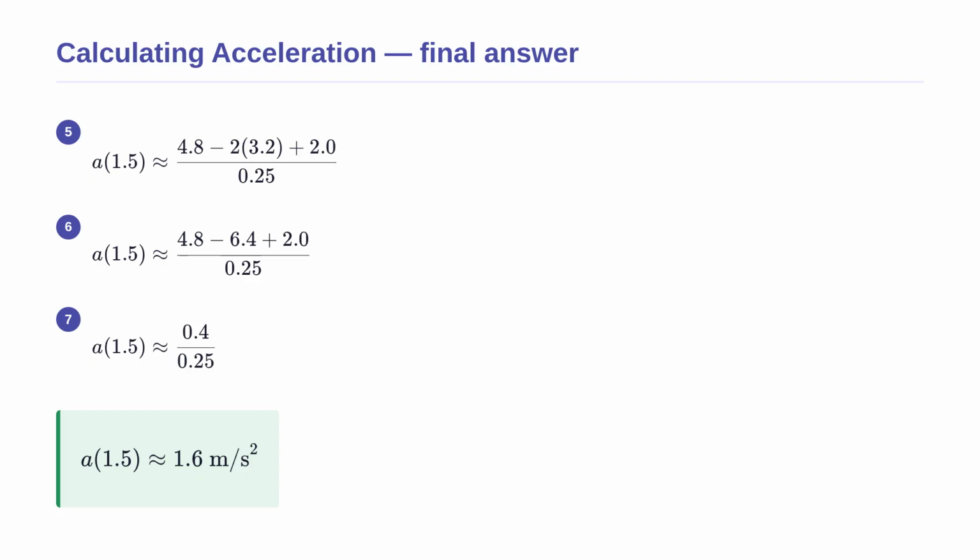Next, we multiply the central position value by 2, giving us 6.4. This weighting balances the outer points against the center point. Simplifying the numerator, we get a total change of 0.4. Finally, we divide 0.4 by 0.25. The result is 1.6. Physically, this means the robot is not just moving, but it is speeding up at a rate of 1.6 meters per second squared.